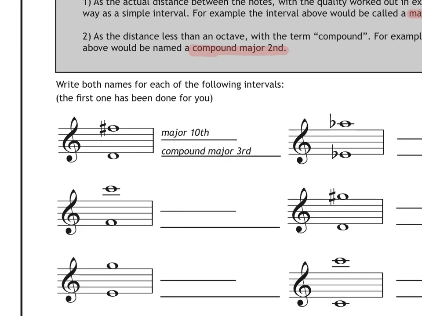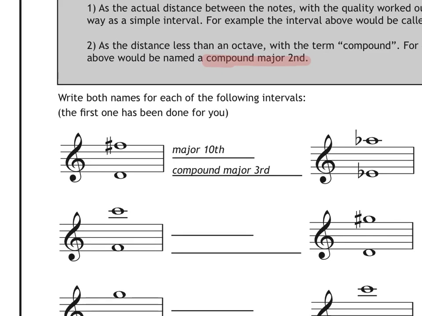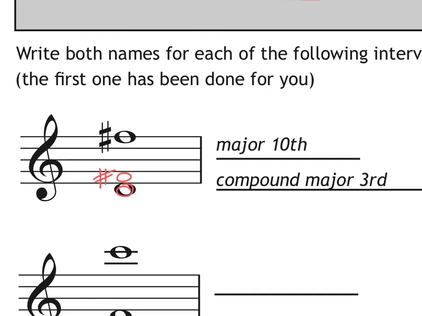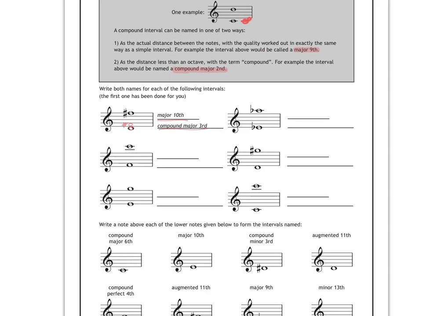So the example here: write both names for each of the following intervals. The first one's been done for you. Just to quickly have a look into it and make sure we know what we're talking about. In the key of D major, we have an F sharp above. The simple way to write it would be taking that F sharp and putting it down the octave. We'll simplify it first. By simplifying it, we see that it's a major third, D to F sharp. So we call it a compound major third, or we add 7 and call it just a straight up major 10th. And you can do the same thing with the other ones.